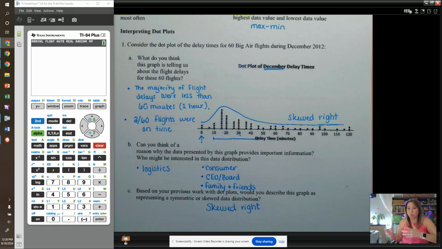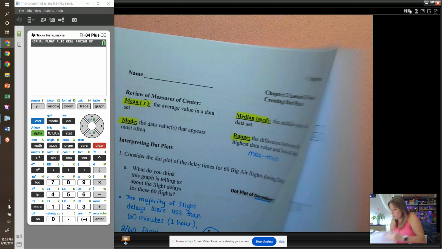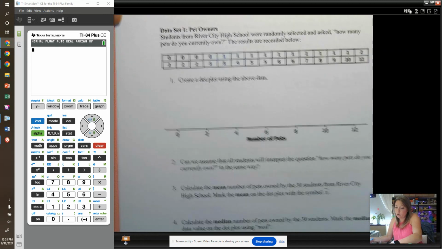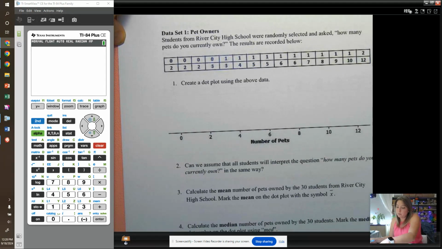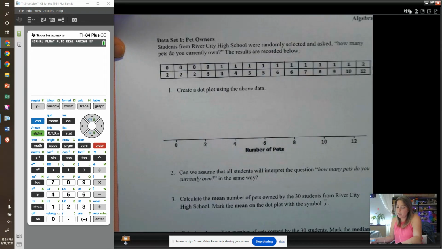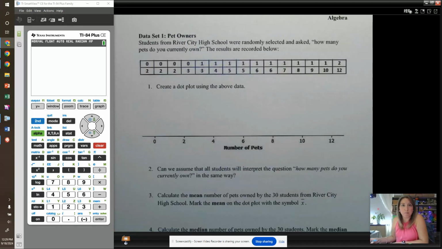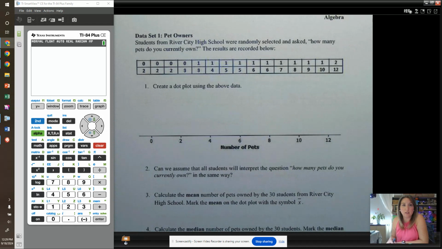Okay, it's a great first look at a dot plot. Let's create some ourselves. So if we flip over, we've got a data set. We've got some pet owners. Students from River City High School were randomly selected and asked, how many pets do you currently own? The results are recorded below. All right, River City High School, let's see.